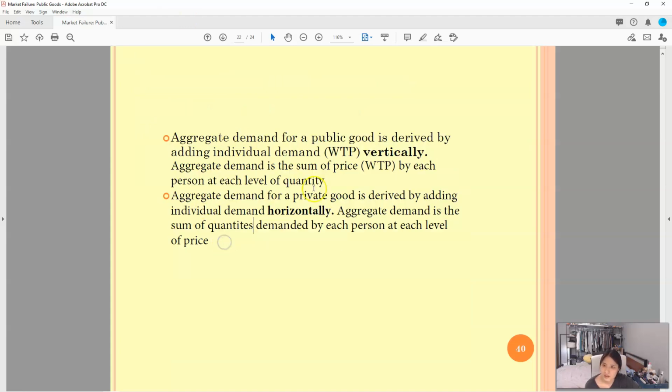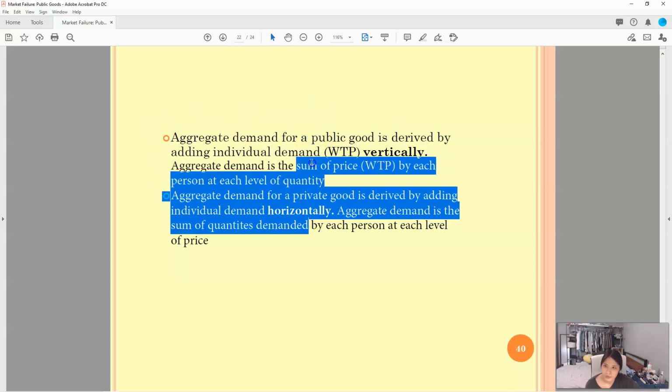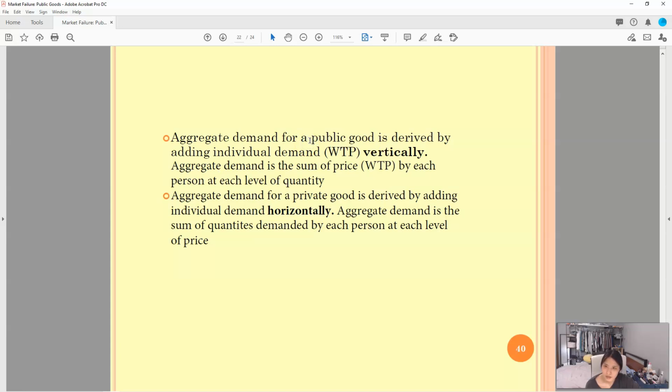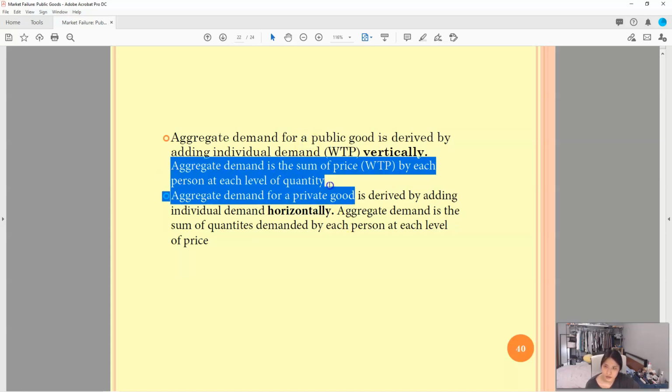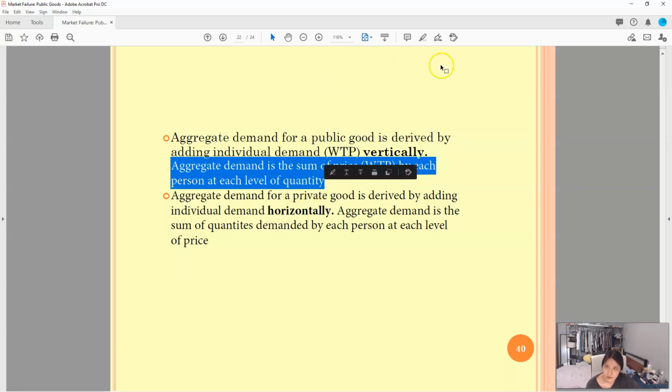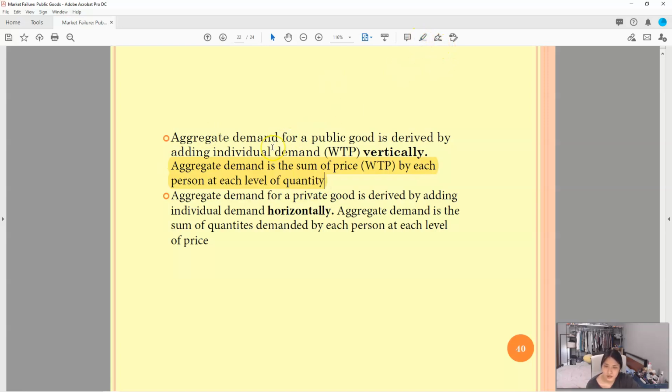So this one is exactly the same as I talked about before. We need to make a difference between the public good and the private good. Also, how to get the aggregate demand curve for public good is very important in this course, because it may be one of the questions in your exams or assignments.